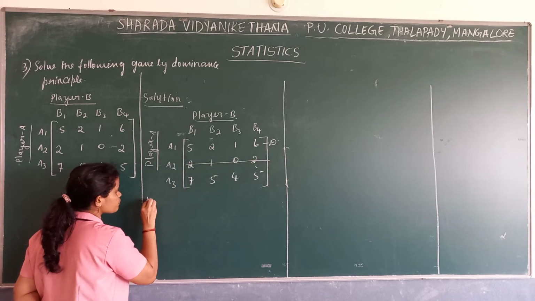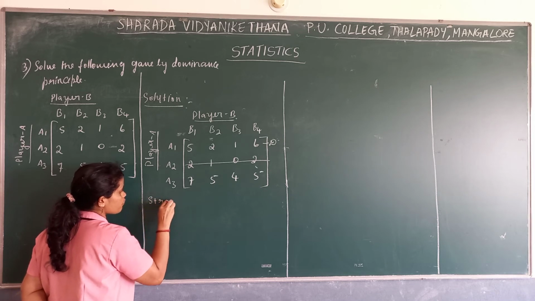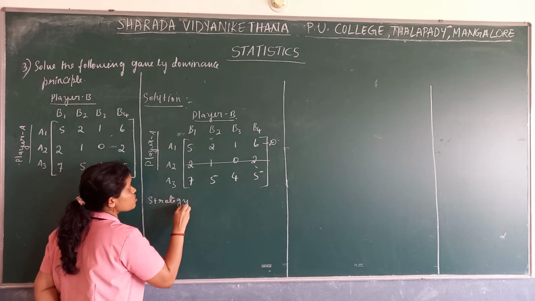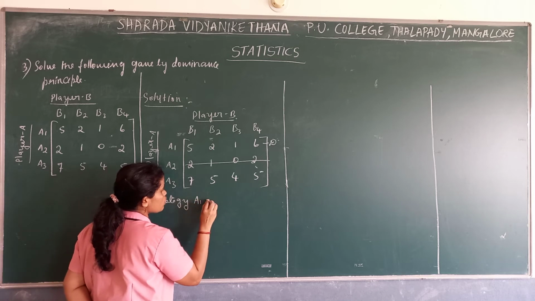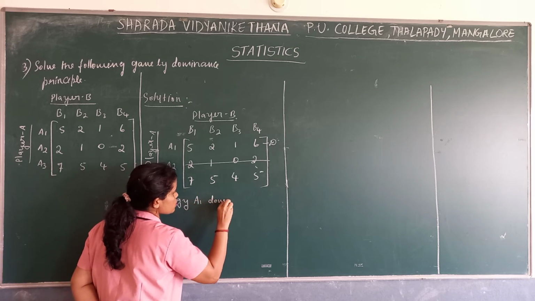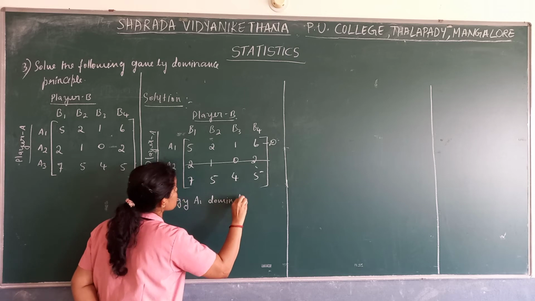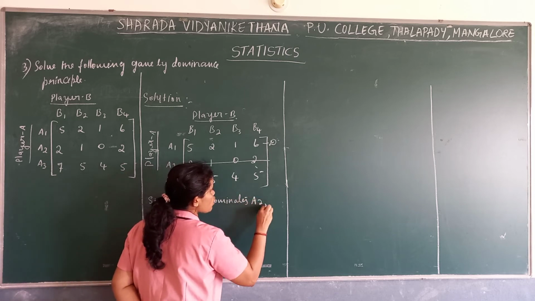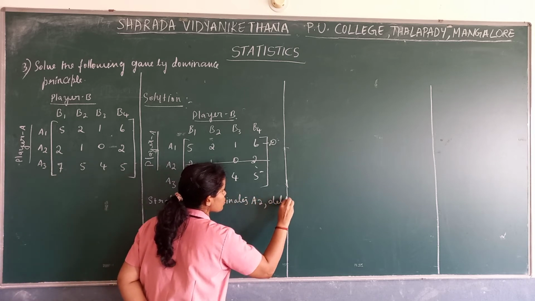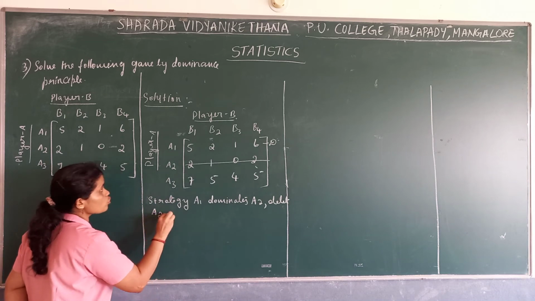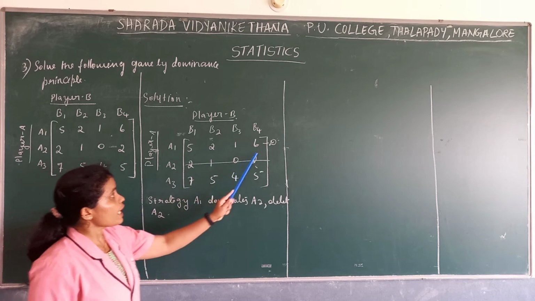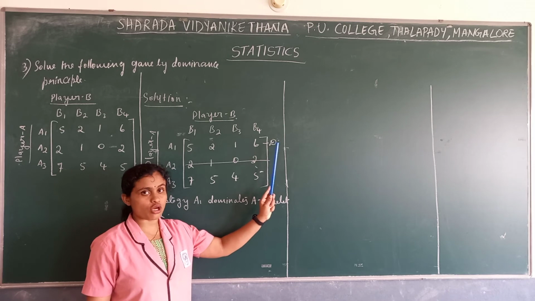So here strategy A1 dominates A2. So delete A2. Now as I said, we got the first row as the dominating one.